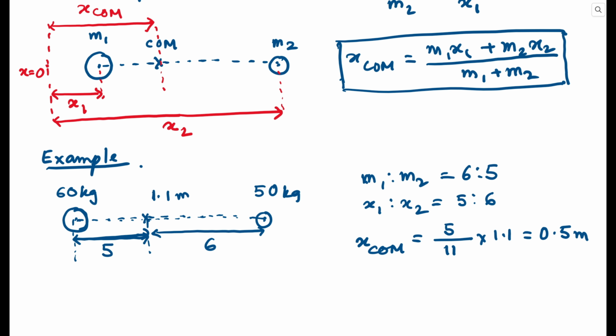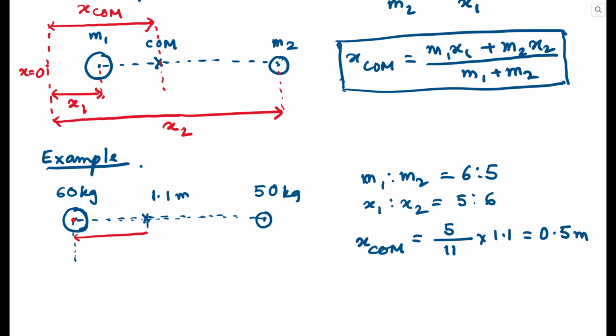Alternatively, if you want to use this formula over here, then you have to choose a reference point. To choose a reference point in questions like this, it's easiest if you choose the reference point at the position of one of the objects. So sometimes they specify to determine the location of the center of mass from m1. In that case, you will choose the reference point over here at the center of mass of m1, and then we will measure all the distances from here.